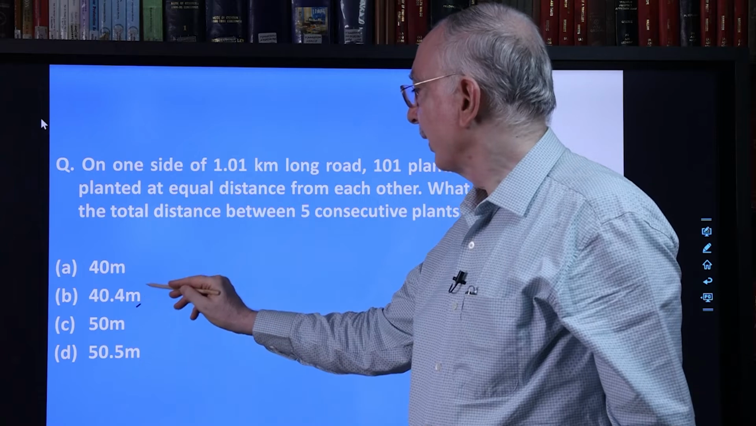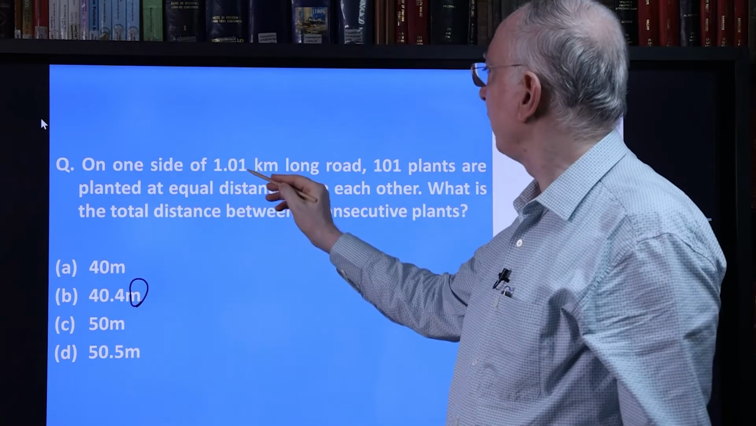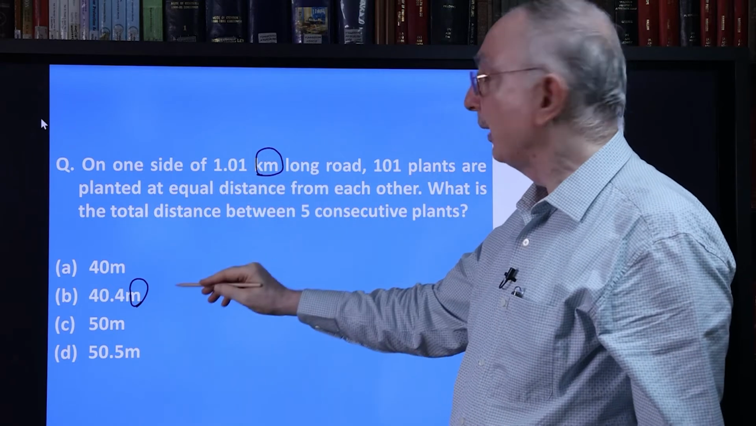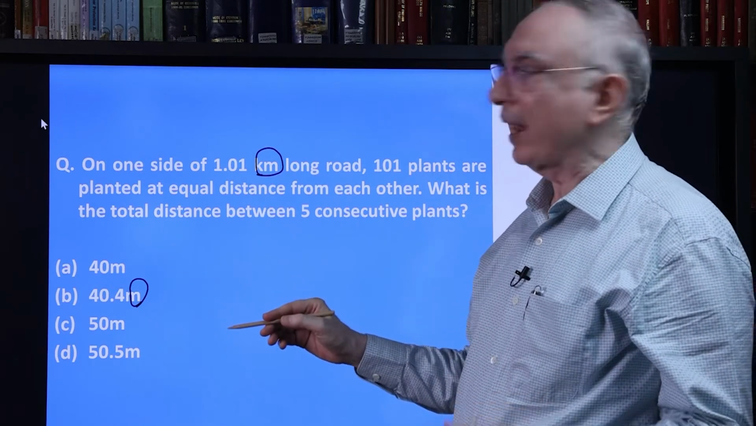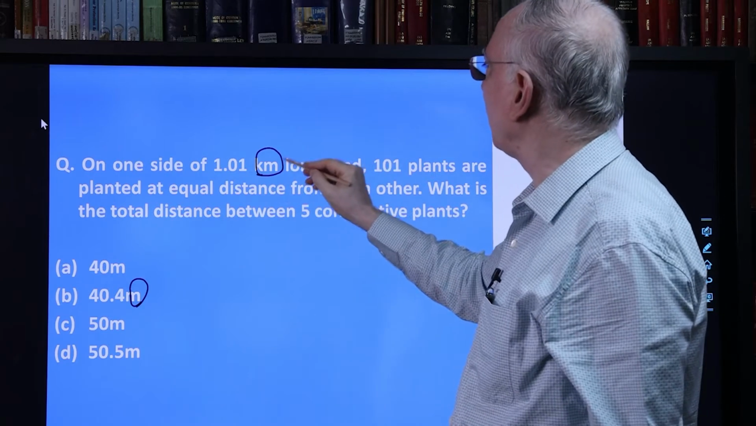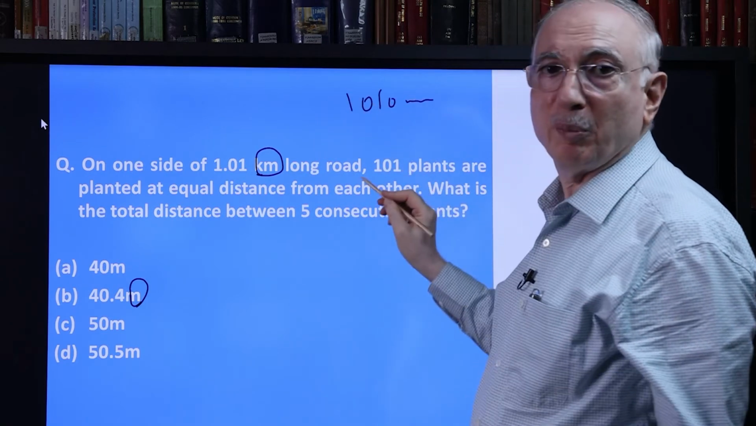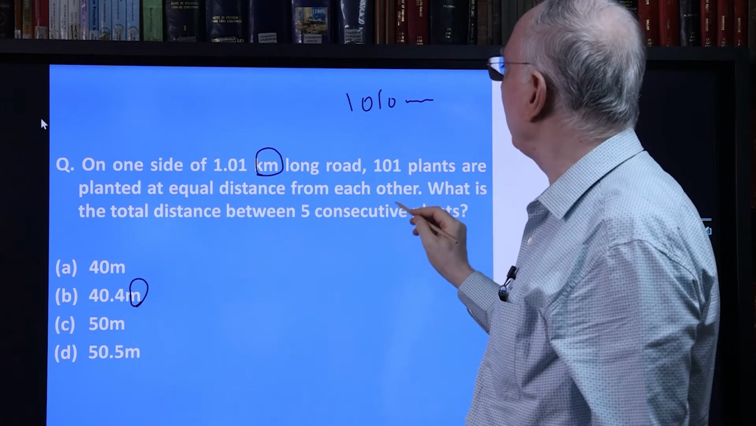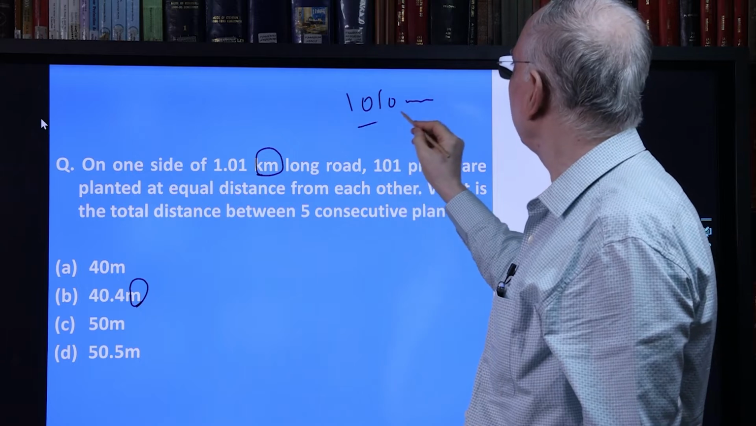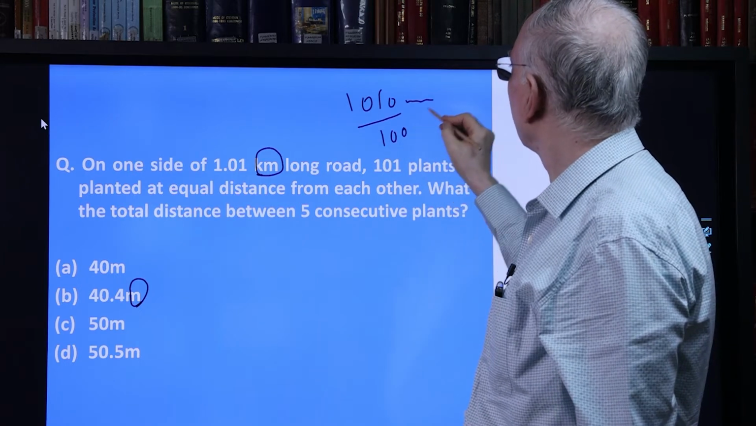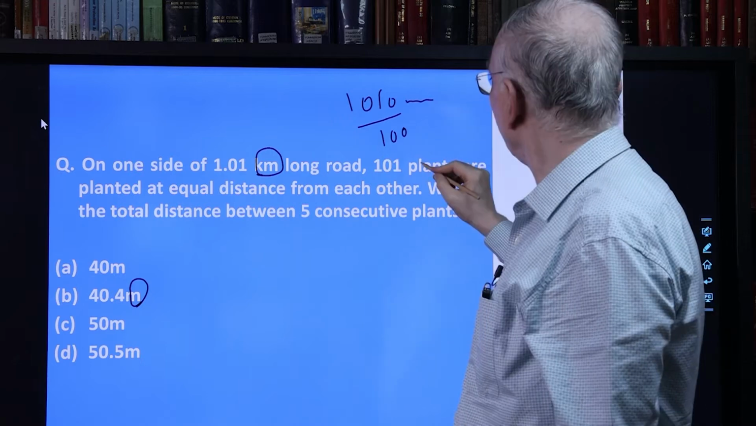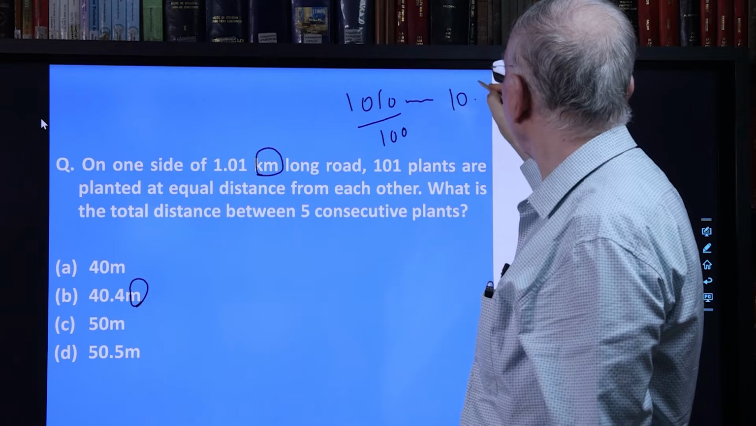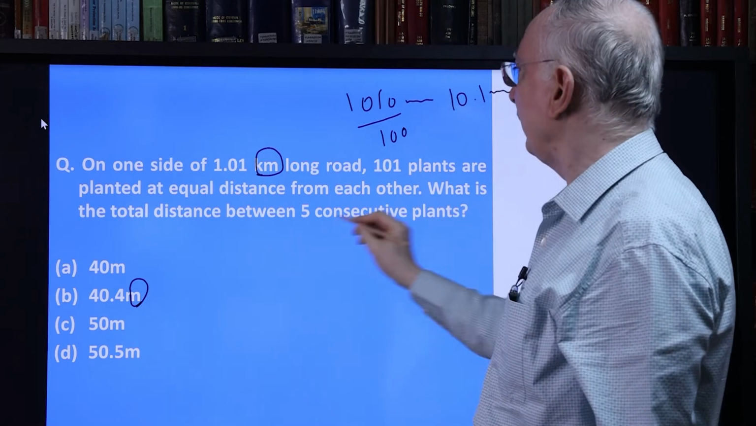Notice one thing, the answer is in meters, but this is given in kilometers. So straightaway in such questions we have to convert this into the unit in which the answer is expected. So 1.01 kilometer means 1010 meters. Now we have to see 101 plants are planted at equal distance. So 100 gaps. So that means the distance between 2 plants, because of equal distance, we have to divide by 100, this is 10.1 meter.